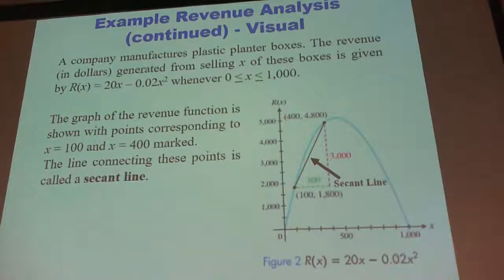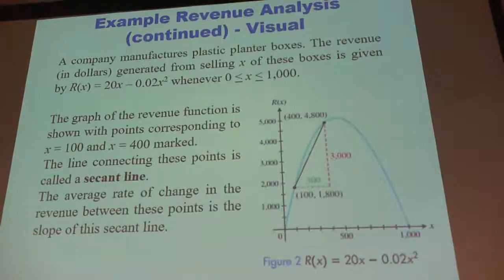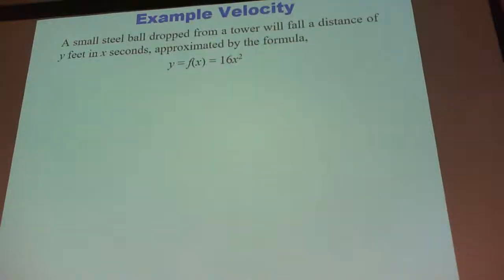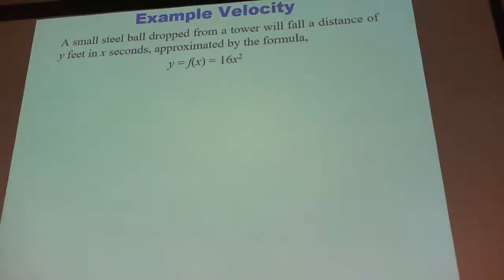And the line connected was called the secant line. The average rate of change between two points is the slope of the secant. Okay? So a small steel ball is dropped from a tower and will fall a distance of y feet in x seconds, approximated by the formula f of x equals 16x squared.